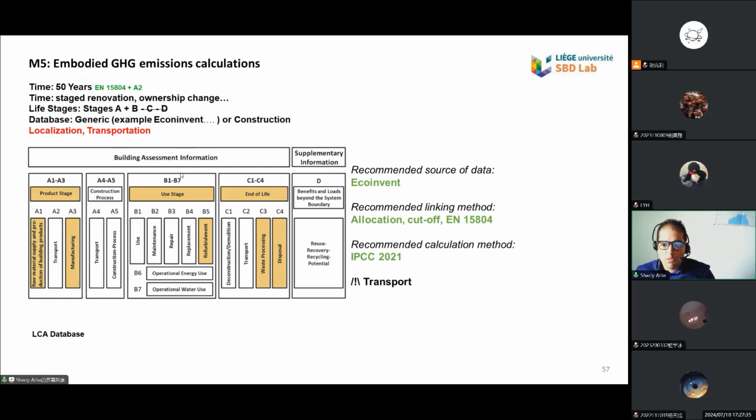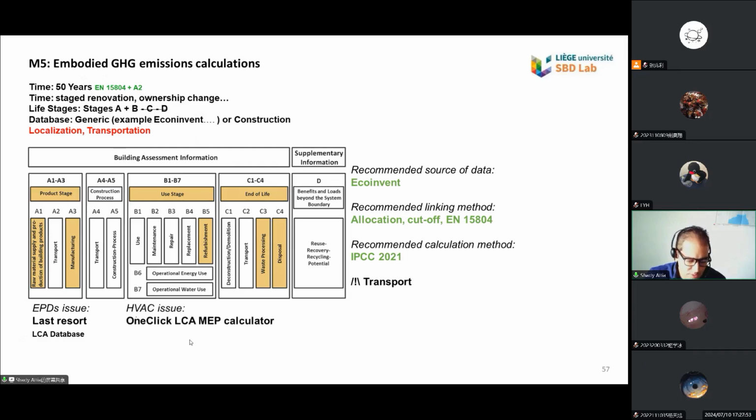and we use, in our case, for example, a database like Ecoinvent. We do not recommend using environmental product declarations, whether they are generic or specific, because they are made by third parties, they are made by the industry, so the reliability is not high. It's better to use reliable databases.